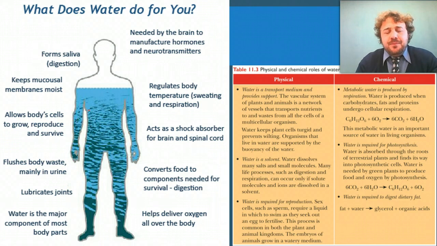Saliva. Mucosal membranes, like these, are one of the barriers to infection, they need to be moist. It helps regulate your body temperature, and allows your body cells to grow, reproduce, and survive. Shock absorbance for the brain.